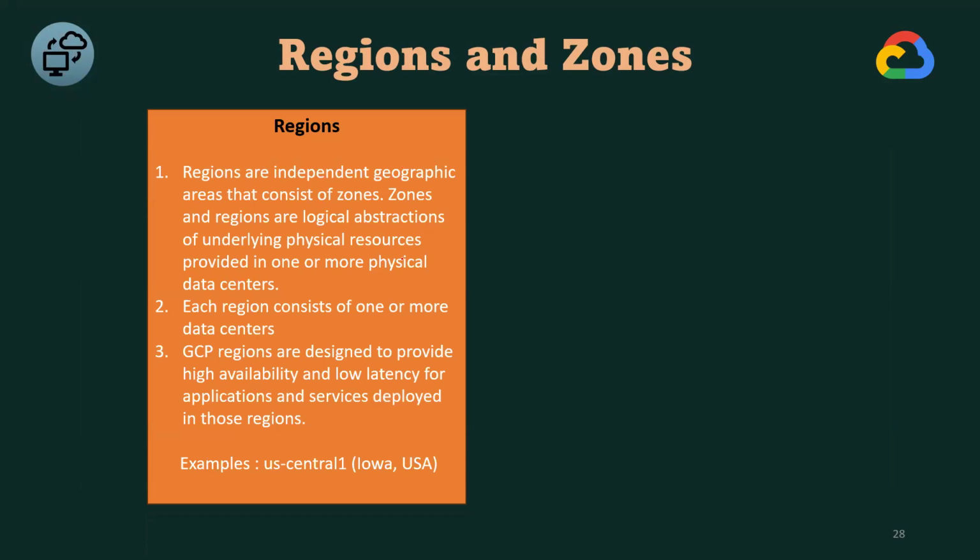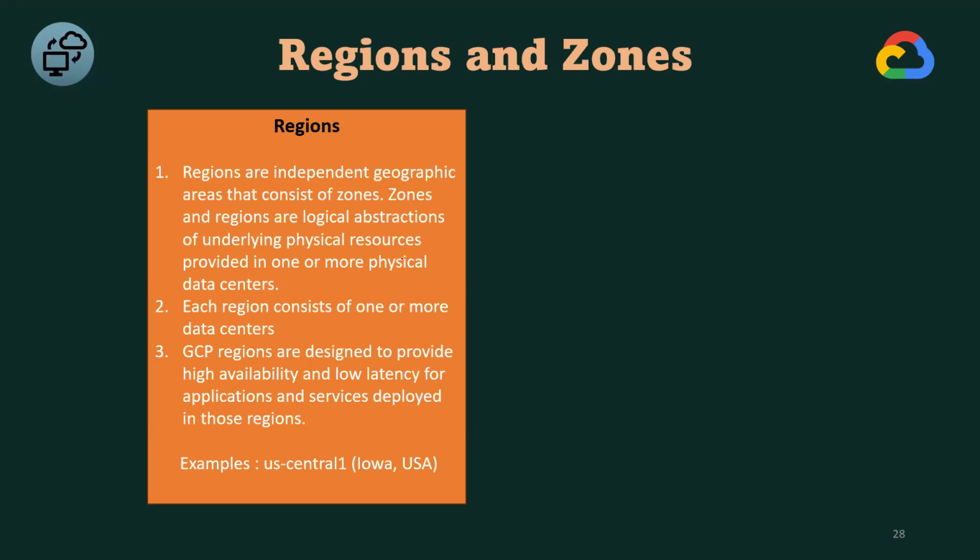Regions are independent geographic areas that consist of zones. Right. It is an independent geographic area in a location which consists of zones. Zones and regions are the logical abstractions of underlying physical resources provided in one or more physical data centers. Okay, so zones and regions are the logical abstractions, guys, that they have done. But let's not worry about how they have done it logically.